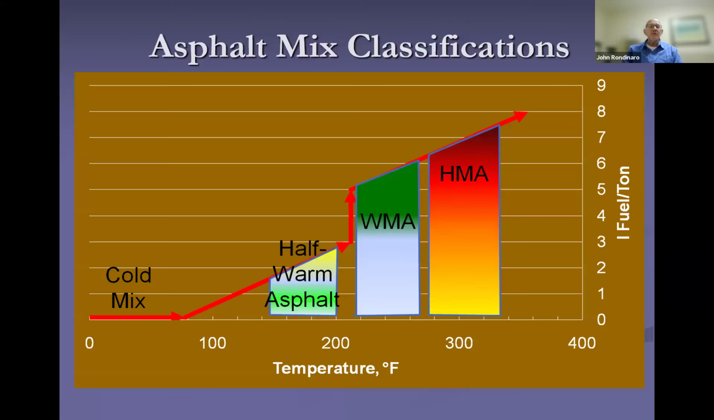So this is just a different way of presenting it. You've got your hot mix, your warm mix. There are some products now that they're playing around with, half-warm asphalt. Again, they are all in the heated category. And then on the far side, we also don't want to forget that we also have cold mix, which is produced in a pug mill using an emulsion.